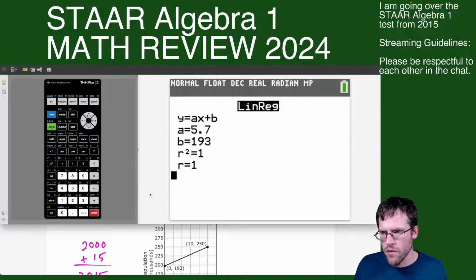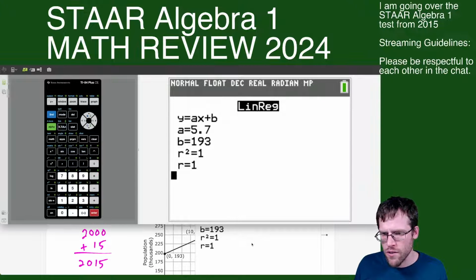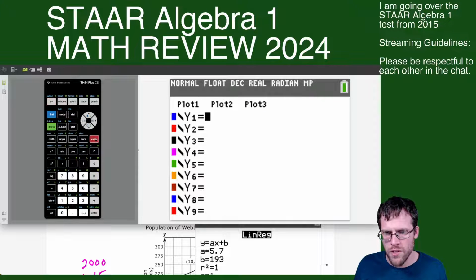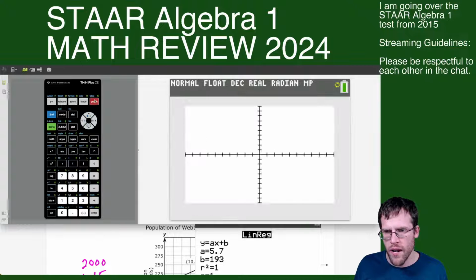So if you don't want to write the equation of the line yourself, then you could just use the calculator to do this. And now I'm going to go over to the y equals and borrow that information. So we have 5.7 times x plus 193. Now, what's going to happen here is I'm going to press graph, and I'm going to be like, oh no, I can't see anything.